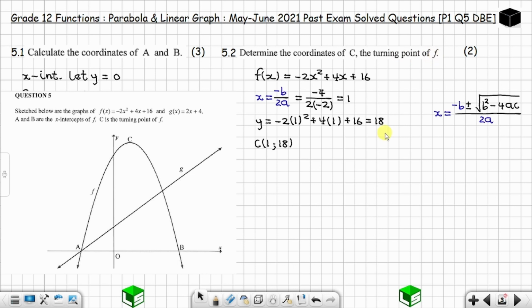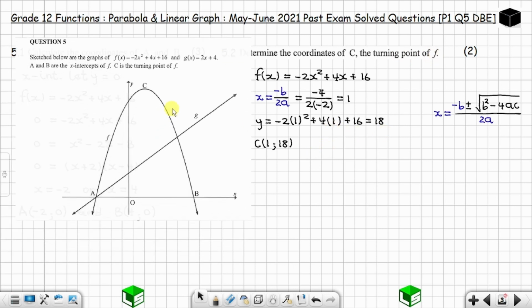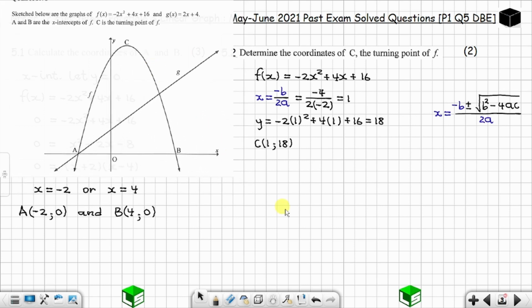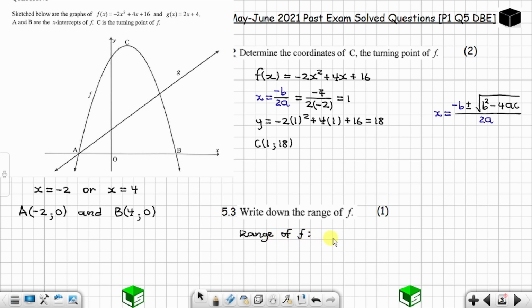Okay, let's do the next question, 5.3. Write down the range of f. This question is 1 mark. You need to write down the range of f. The range of f is obtained on the y-axis. So you take all the values of y that exist for f. This is f. So you take all the values on the y-axis that exist for this function.